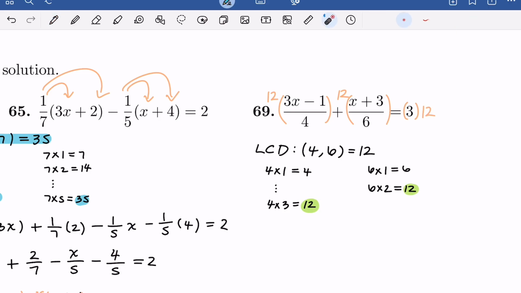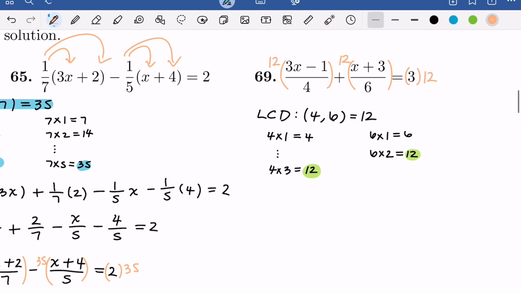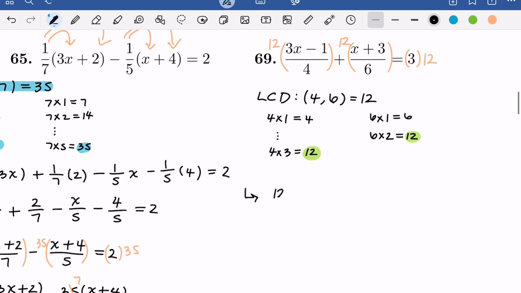And remember, if we're multiplying both sides of an equation by something or dividing both sides of the equation by something, it has to be applied to every single term. That's why we see it applied to both of these here. All right, so our new equation then is going to become 12 times that (3x - 1)/4 plus 12 times the (x + 3)/6. And this is going to give us 36 on the right-hand side.